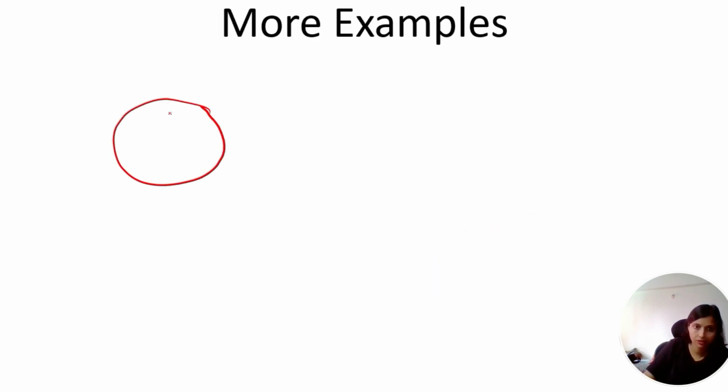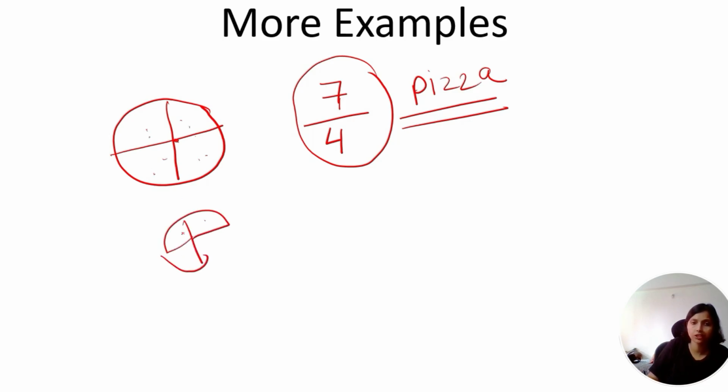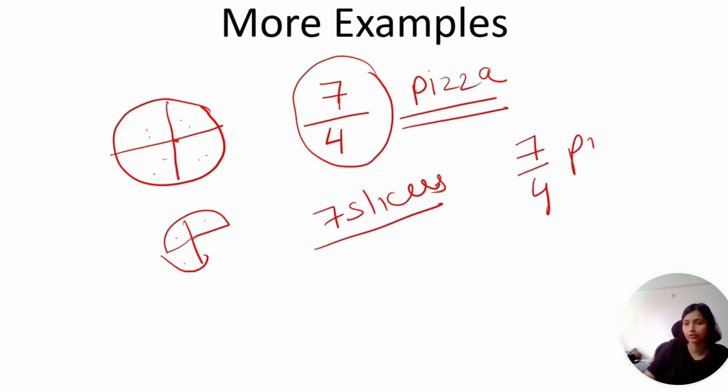So we have one pizza which has been divided into 4 equal parts or 4 slices, and suppose the person gets 7 slices. So the person has got how many slices? 7 slices, and there are 4 slices in the whole. So the person has got 7 by 4 of the pizza. It means the person has got not only one complete pizza, but also 3 more pieces. 1, 2, 3, 4, 5, 6, 7. So he has got 7 slices, but if I have to talk in terms of the complete pizza, he has got 7 by 4 of the pizza.